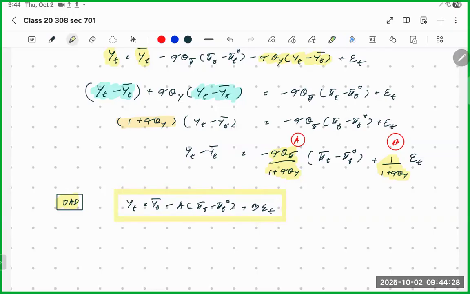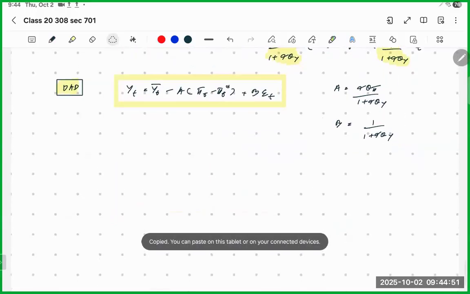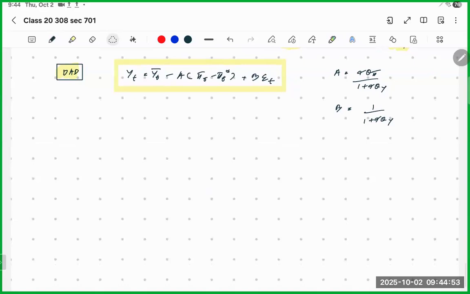You see? And then I note behind the equation that A equals alpha theta pi over 1 plus alpha theta y, B equals 1 over 1 plus alpha theta y. Just note it like this. I copy this equation because I'm going to use this again. Now I can draw the graph of dynamic aggregate demand. Drawing the graph here.